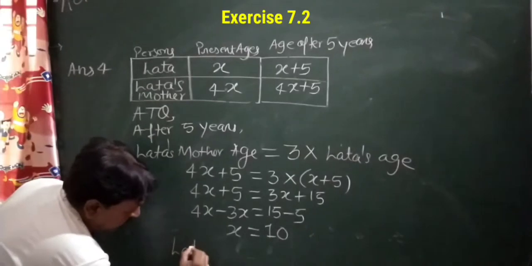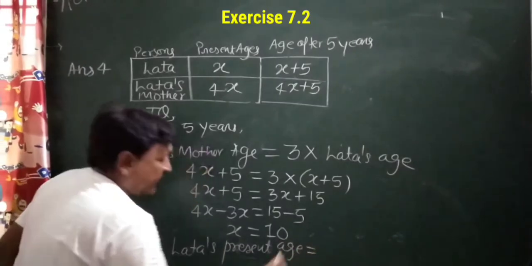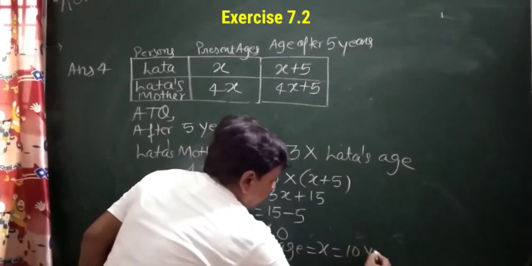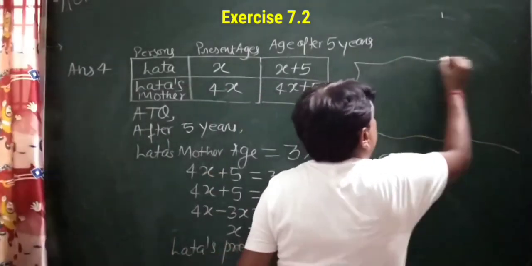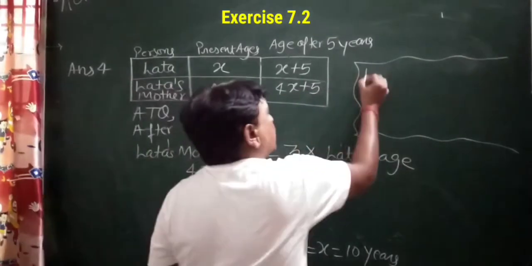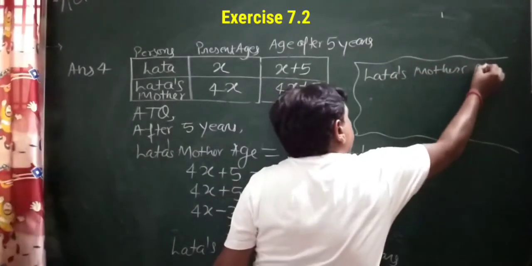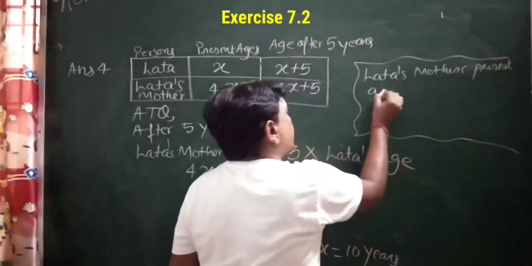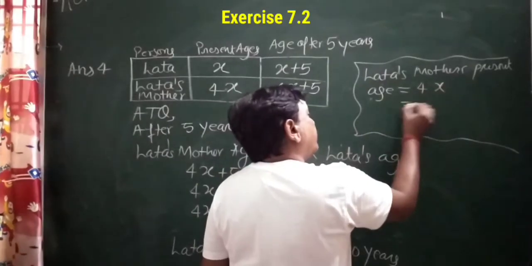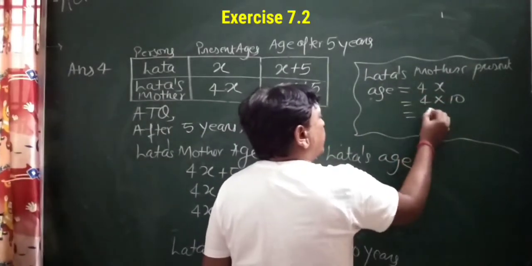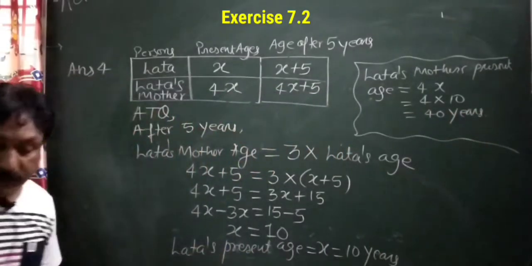So Lata's present age, it is how much? x, means 10 years. And one more thing we have to find out, what? Lata's mother's present age. It was how much in the question? 4x. It means 4 into 10. It will become 40 years. Understood this question? So see it and do it.